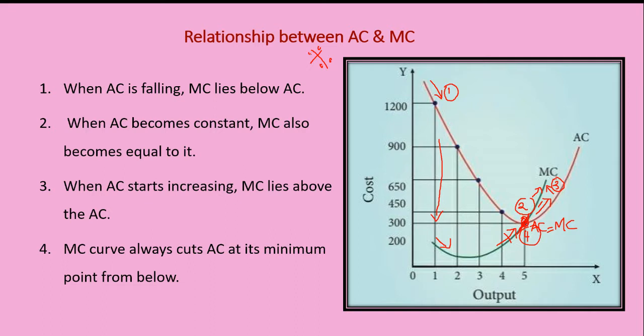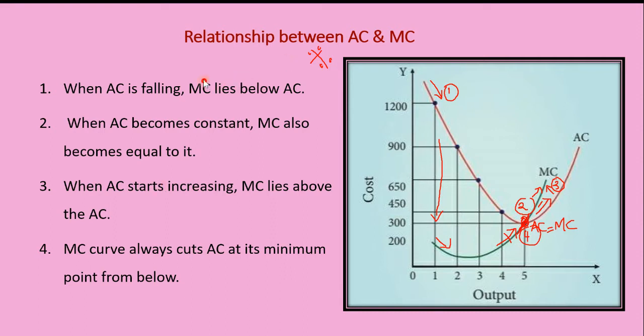So with this, I think we can stop today's class. So what are the questions? So we have 33rd question. Write a short note. I'm sorry, it is not 33, it is 32. So what is the question? State the relationship between AC and MC. So you have to give this answer for question number 32. State the relationship between AC and MC.